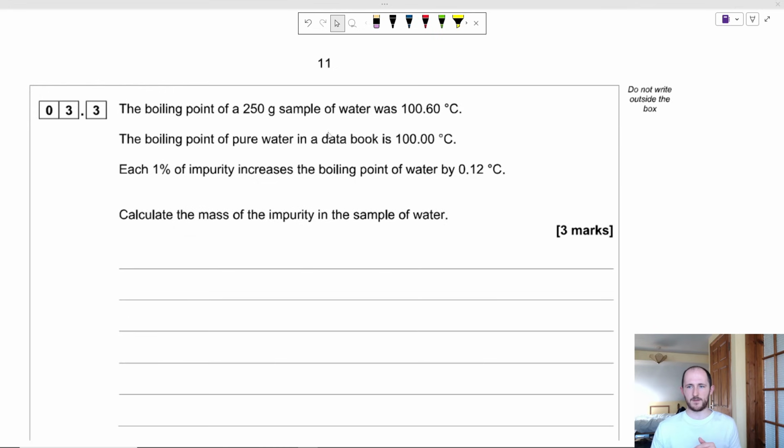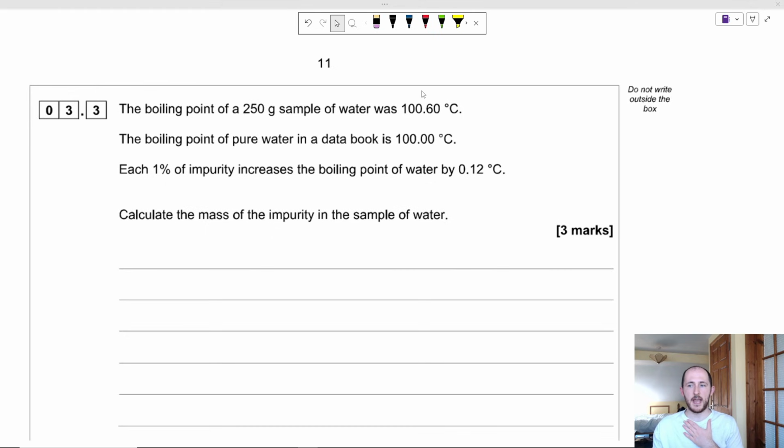So the boiling point of a 250 gram sample of water is 100.6 degrees. Again, this is a sample of water, it's not pure water. The boiling point of pure water is 100 degrees. Every 1% of impurity increases the boiling point of water by 0.12 degrees. So calculate the mass of the impurity in the sample of water. Here's the information I care about: the more impurity there is, the higher the boiling point. And it tells me that every 0.12 degrees gives me an extra 1%.